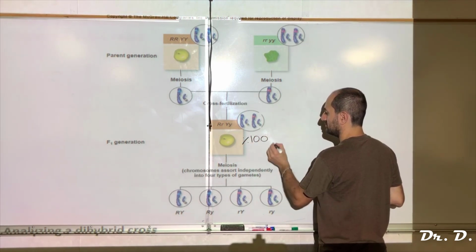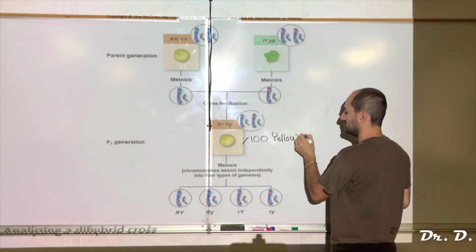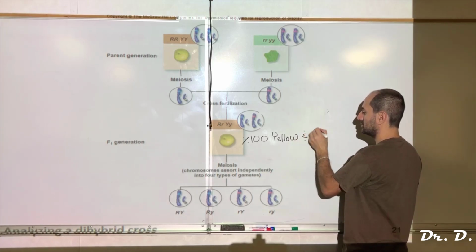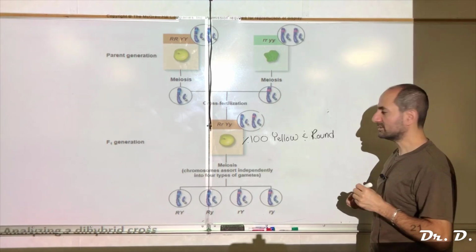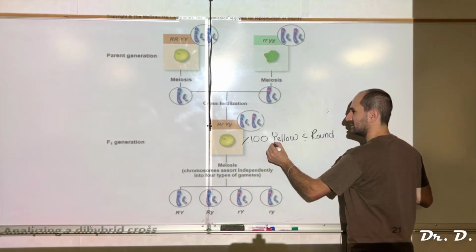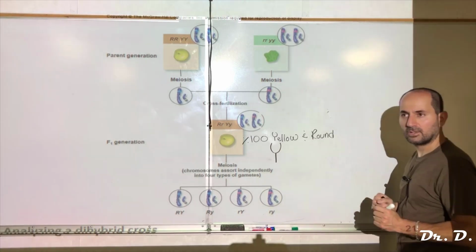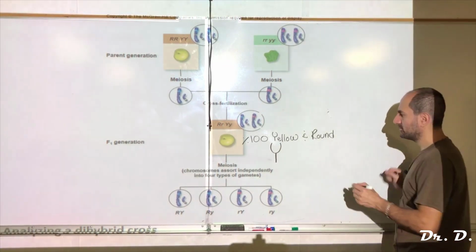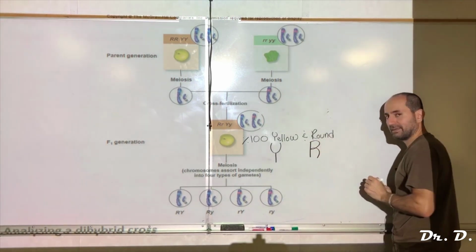100% of the time, yellow and round. So what is your dominant color? Your dominant color is yellow, so yellow gets a capital Y. What is your dominant shape? Round, so that shape gets a capital R.